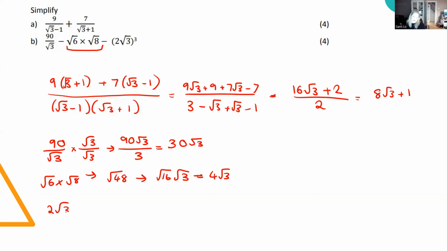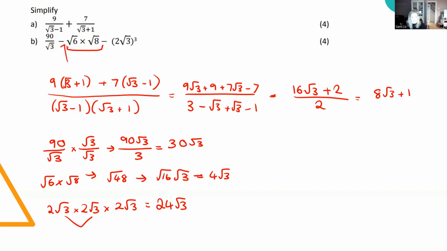Again, a little bit like the last question, you don't have to write this out every time. I'm just doing it for your benefit, just in case you're a little bit lost about where this has come from. So we've got 2 root 3 times 2 root 3 times 2 root 3. 2 times 2 times 2 gives us 8. And then we've got these two surds combined, which is 3. 8 times 3 is 24 root 3. And that's where that part came from.